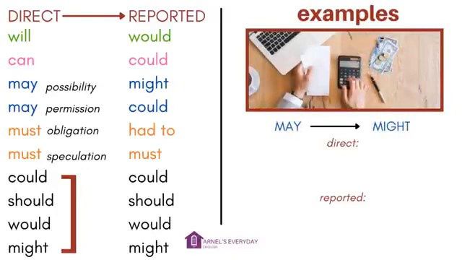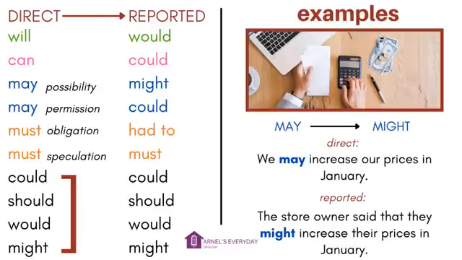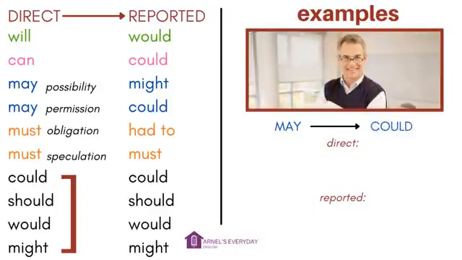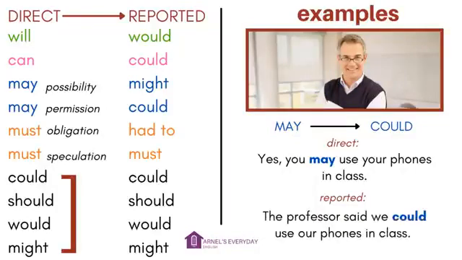May, possibility. We may increase our prices in January. The store owner said that they might increase their prices in January. May, permission. Yes, you may use your phones in class. The professor said we could use our phones in class.